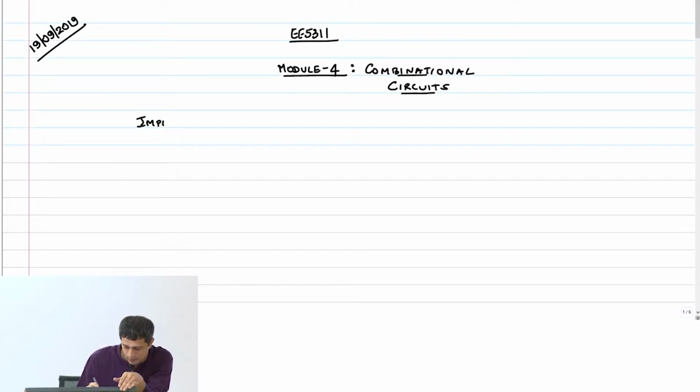So let's move on with our discussion on combinational circuits, right? Last class we started discussing very briefly the idea of implementing any arbitrary Boolean function, right?